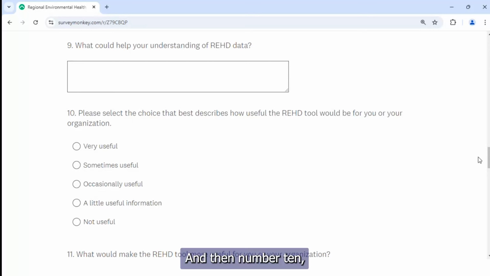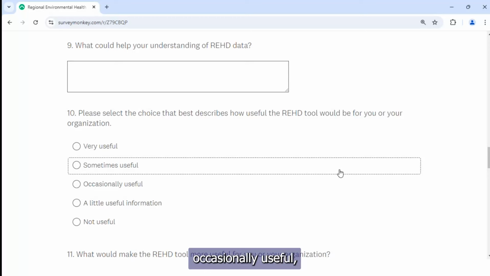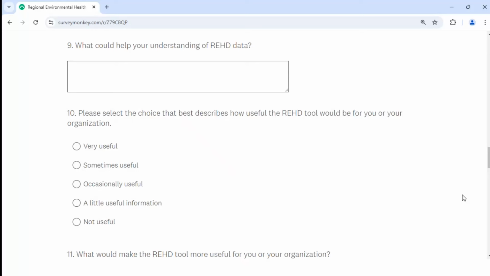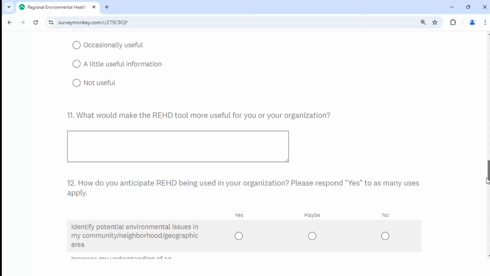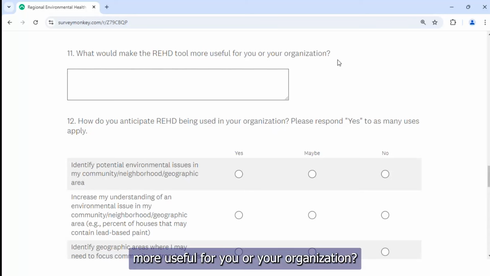And then number 10, please select the choice that best describes how useful the RED tool would be for you or your organization. We have very useful, sometimes useful, occasionally useful, a little useful information, or not useful. And number 11, what would make the RED tool more useful for you or your organization? And please specify in the box below.